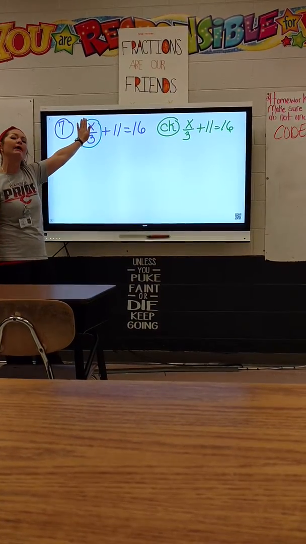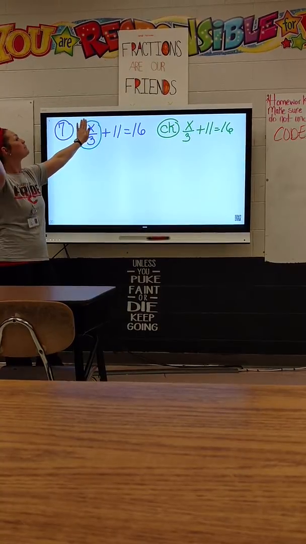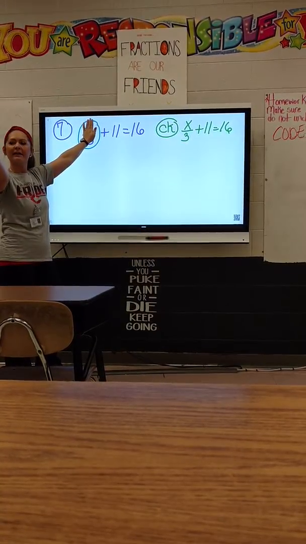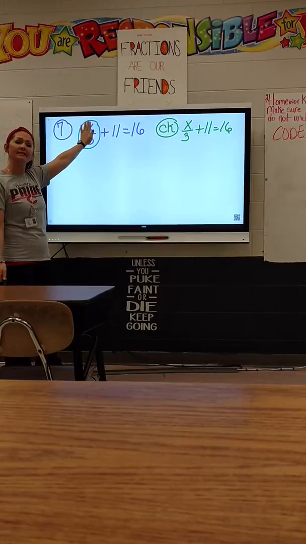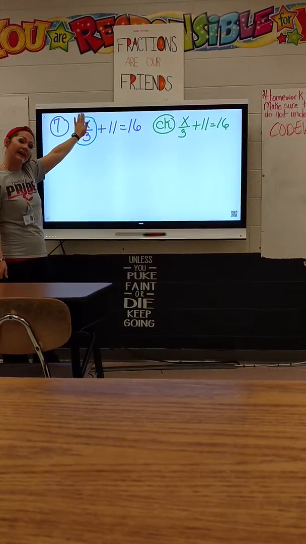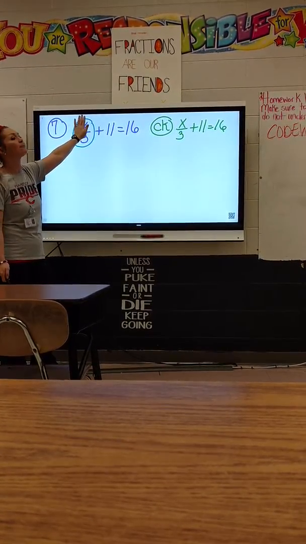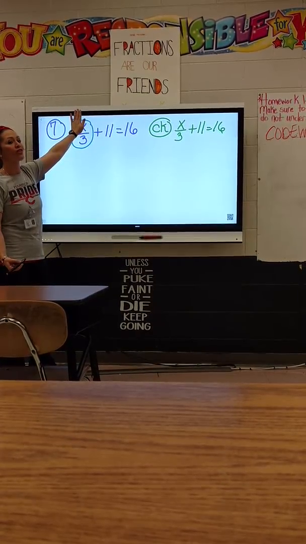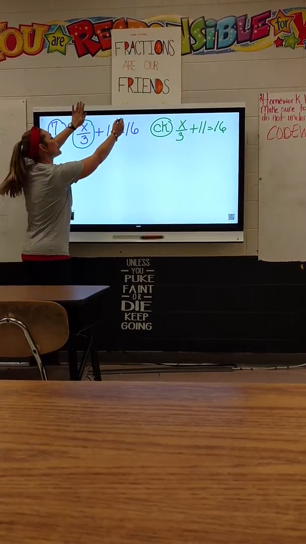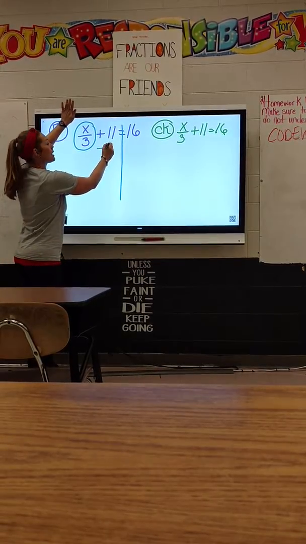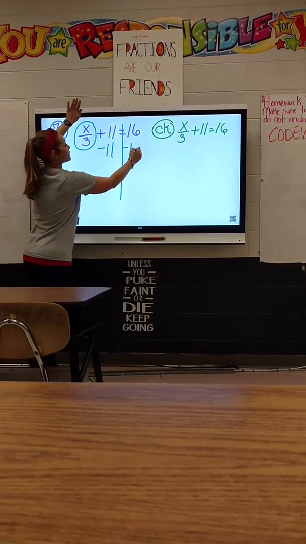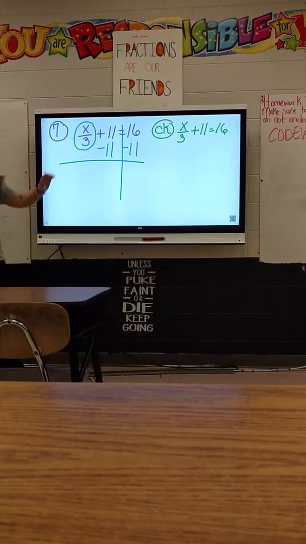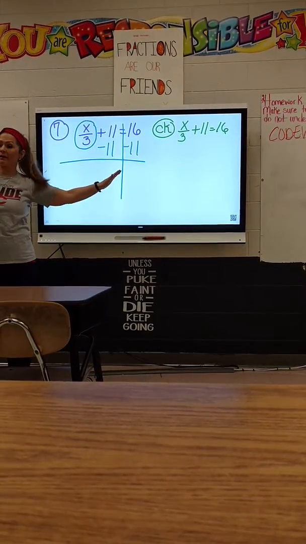I'm going to say, baby bear, what do you see? I see a positive. Very good. We see a plus 11. How do we get rid of that, Ethan? How do we get rid of plus 11? You have to subtract. Yeah, we're going to subtract 11 from both sides. Why do we have to do it to both sides, ladies and gentlemen? We've got to stay balanced, right?